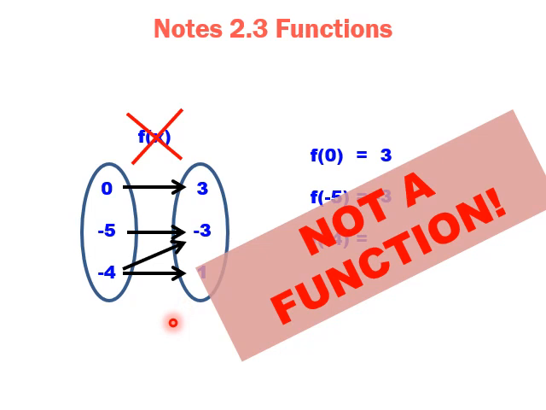So if you think about it, if we were to graph these points, so if we were to graph the point 0, 3 as though it's an ordered pair, and -5, 3, and then we were to map -4, -3, and -4, 1, then those two last sets of points would be vertically above each other. And that is another way of identifying the fact that this is not a function.